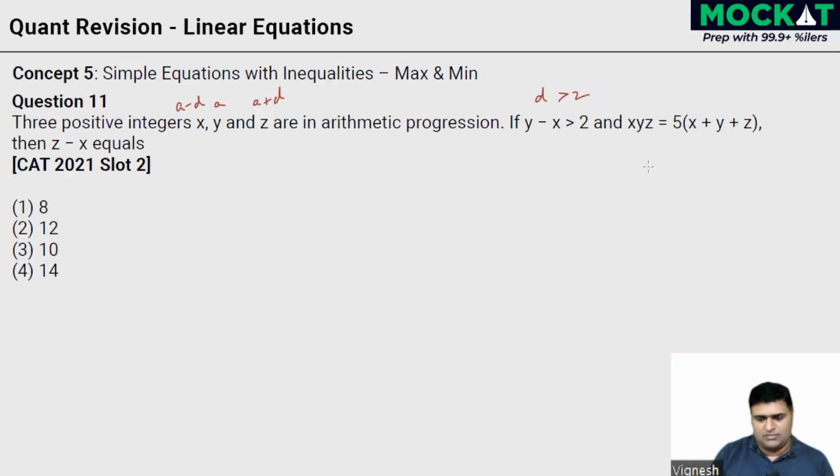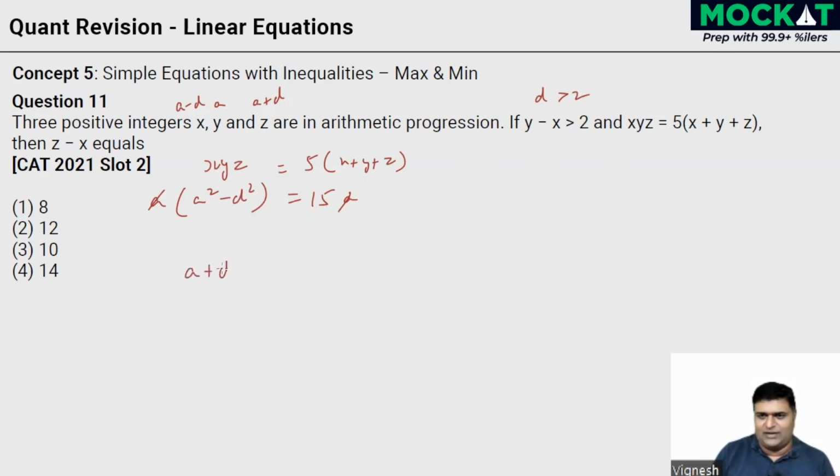So what do we have over here? xyz equals 5 times x plus y plus z, right? So xyz is going to be the product of a minus d, a, and a plus d. I can write that as the middle term a into (a minus d)(a plus d), which is a square minus d square. That equals 5 times x plus y plus z. In x plus y plus z, the d's are cancelled, so it's 3a, into 5 is going to come to 15a. a can be cancelled on both sides. a square minus d square is 15.